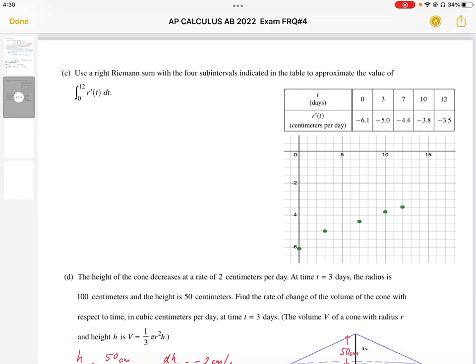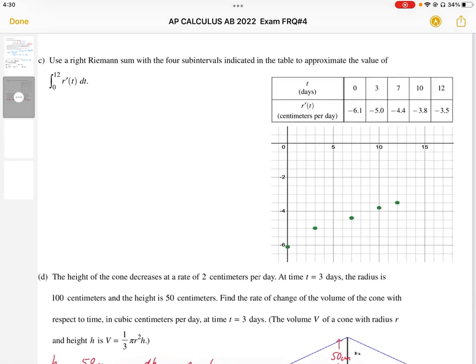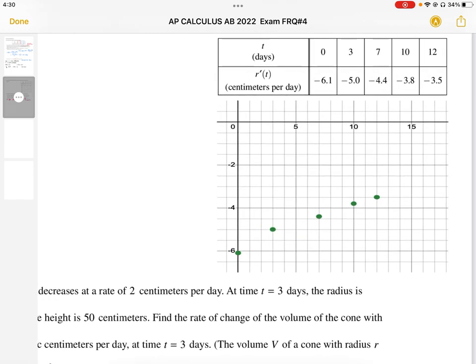Question 4C says use the right Riemann sum with four subintervals indicated in the table to approximate the value of the integral of r prime from 0 to 12. Okay, so I've drawn here a quick graph of where the coordinates are. So I put the values of the table in the graph.